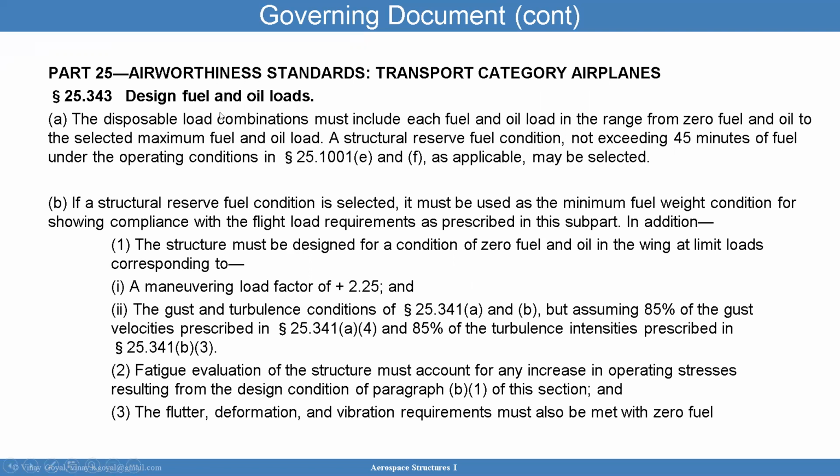You also have to make sure that you're accounting for design fuel and oil loads. And that means sloshing, for example, that can account for sloshing. The disposable load combination must include each fuel and oil load in the range from zero fuel and oil to the selected maximum fuel and oil load. A structural reserve fuel condition not exceeding 45 minutes of fuel under the operating conditions here is applicable and may be selected. If a structural reserve fuel condition is selected, it must be used as a minimum fuel weight condition for showing compliance with the flight load requirements as prescribed in this subpart.